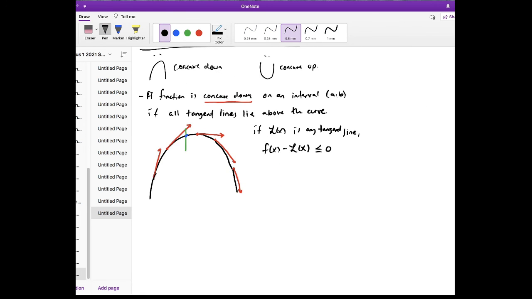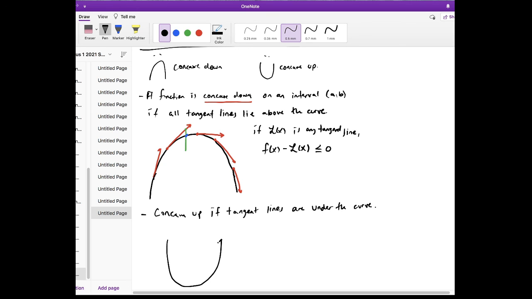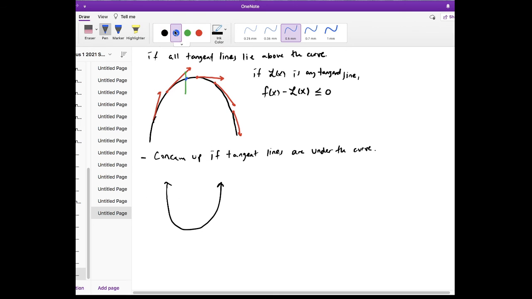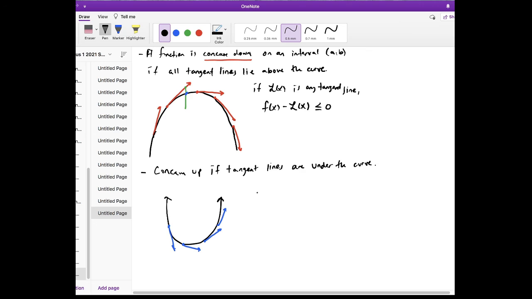Okay, so similarly, it's concave up if tangent lines are under the curve. So that's like this. Every tangent line you draw is always going to be underneath the curve. It's a bit more mathy of a definition than happy face, frowny face.